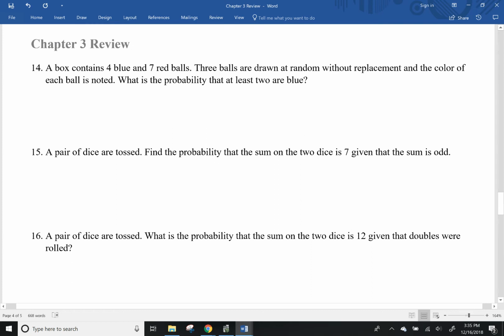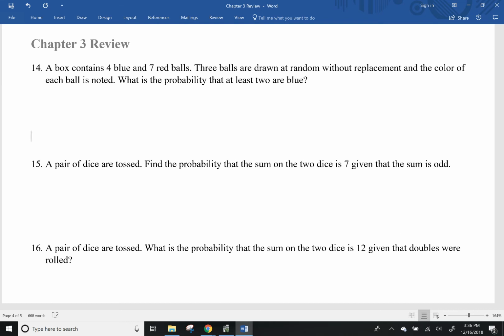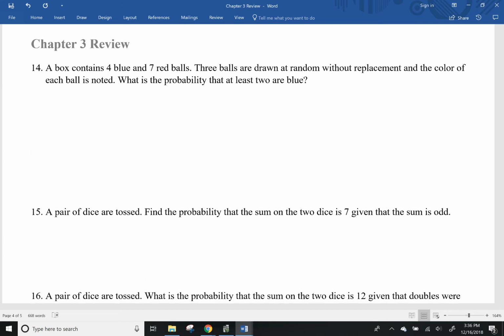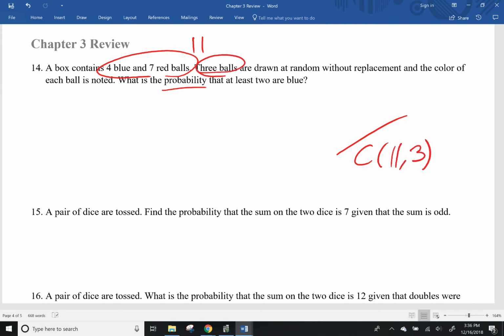A box contains 4 blue and 7 red balls. 3 balls are drawn at random without replacement, and the color of each ball is noted. What is the probability that at least 2 are blue? So I'm going to do this using combination formulas because it's going to be way easier in my mind. So remember probability. The first thing I want to know is how many combinations are there in total? There are 11 balls in total, and I'm selecting 3 of them. So the combination of 11 choose 3 will be my total number of ways. That will be my denominator on my fraction.